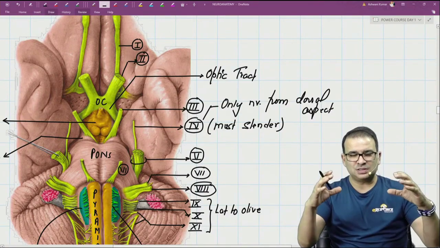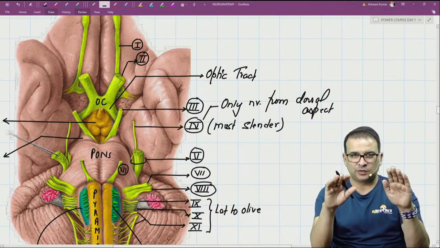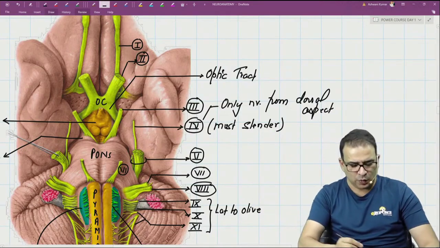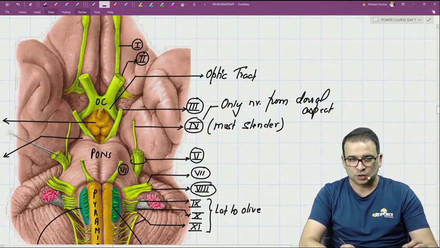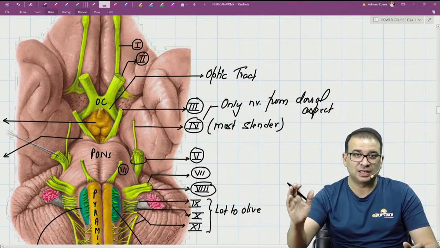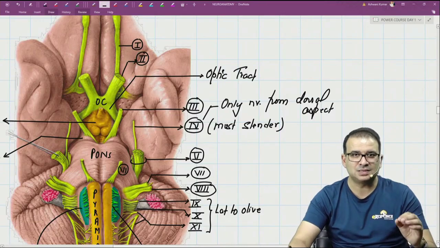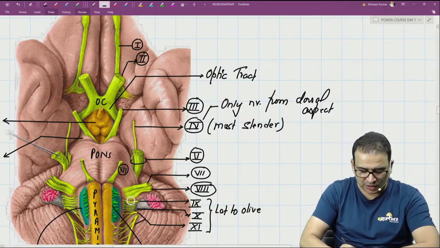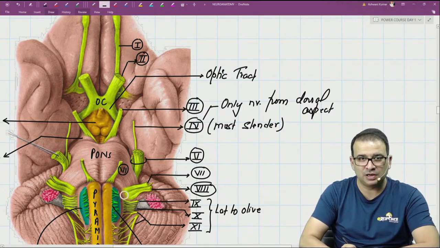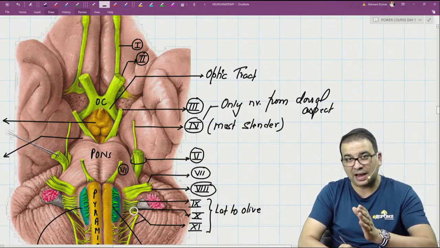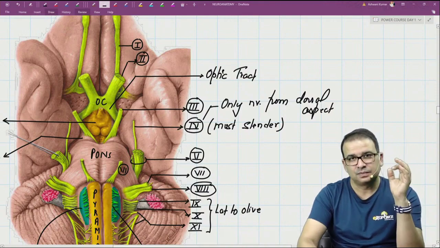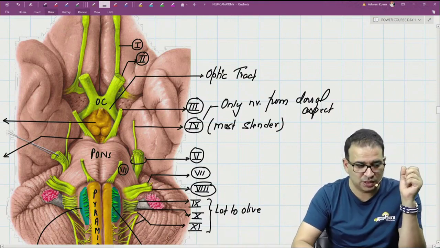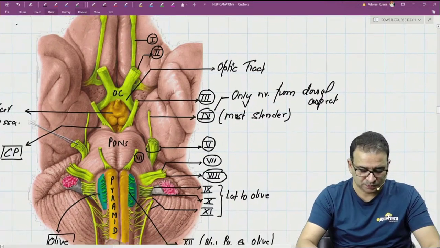Then when you look at the pons, there is no nerve that you will see on the ventral aspect of the pons, only on the lateral side, very much on the lateral side of the pons, where the middle cerebral peduncle is present. From that region of the middle cerebral peduncle, from the ventral aspect, the fifth nerve, the thickest cranial nerve, will come out. 6, 7 and 8 at the pontomedullary junction. 9, 10, 11 are lateral to the olive. And the only nerve between the pyramid and olive is the 12th nerve, the hypoglossal nerve.